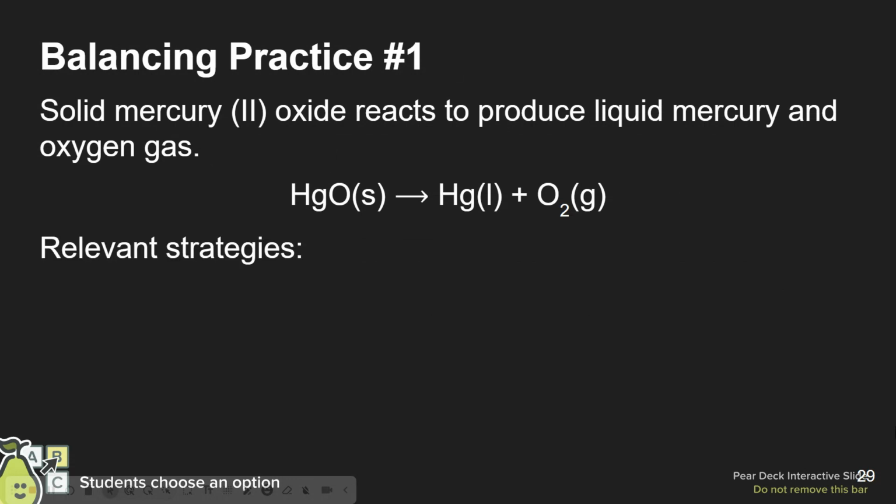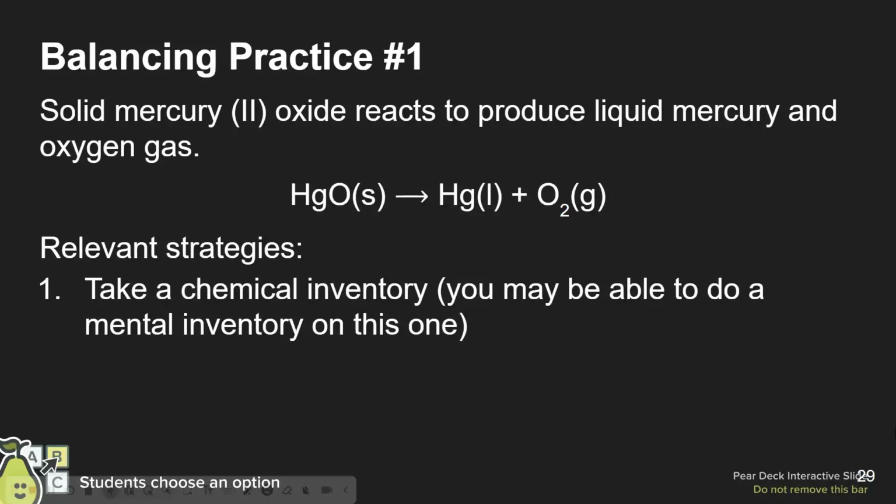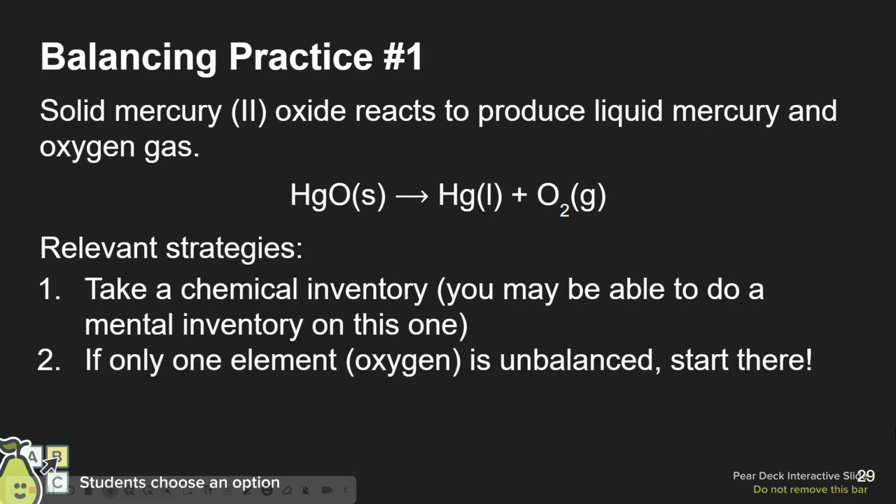So some relevant strategies. 1, take a chemical inventory. You might be able to do a mental inventory on this one. And then 2, remember if only one element, in this case oxygen, is unbalanced, start with that one. We obviously see that the 2 mercuries are balanced, but the oxygens are not. But before we balance it, what kind of reaction is this?